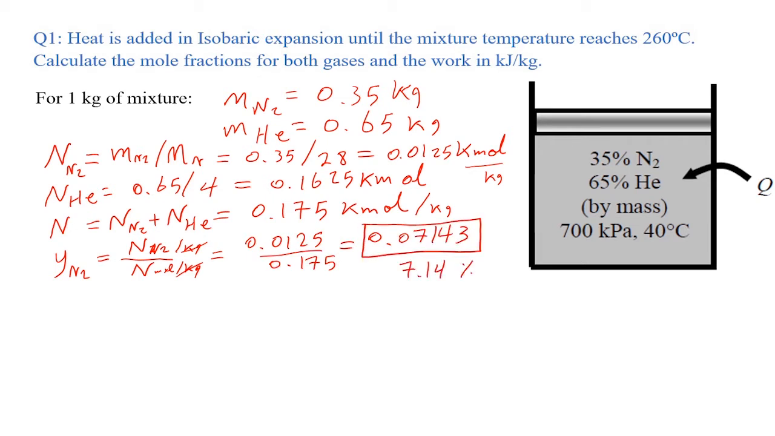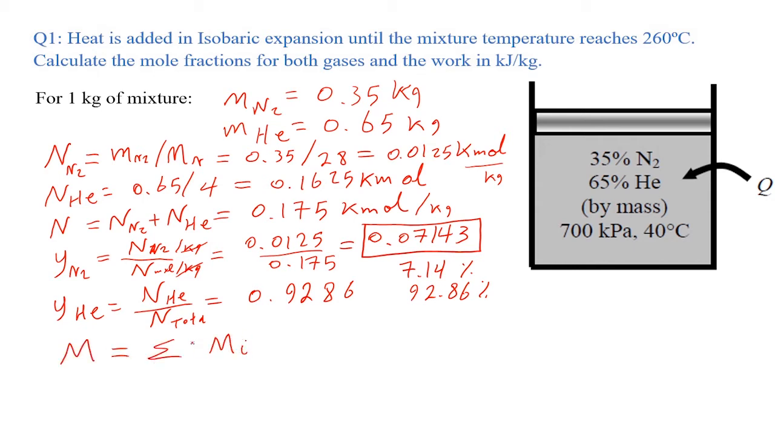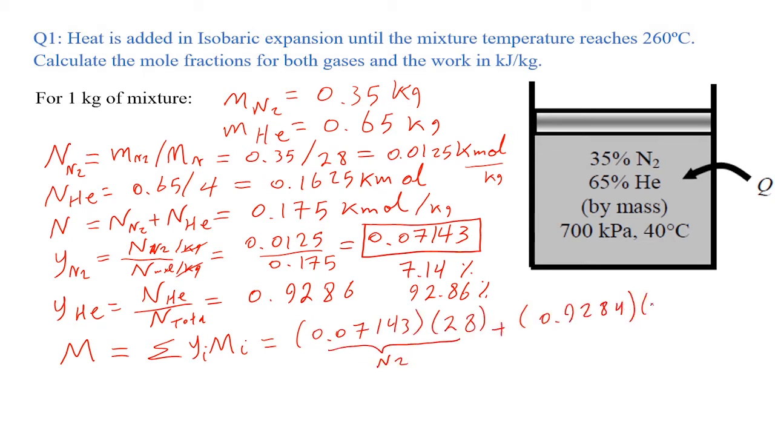So we can see that nitrogen has 7.14% by volume. We calculate for helium. So the rest will be helium, which is 92.86%. Now we can calculate the molar mass of the mixture. So the molar mass for the mixture is the summation of the molar mass of the components multiplied by their molar fraction or volume fraction. So first we calculate for nitrogen, then we calculate for helium. So the molar mass is 5.7 kilogram per kilomole.